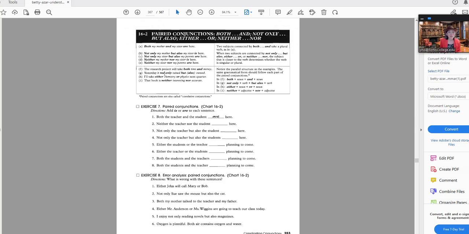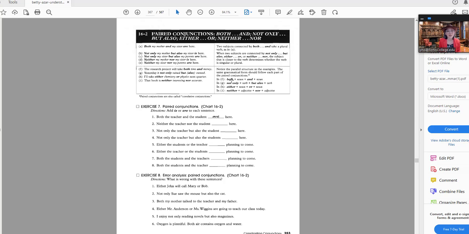So here you have, it not only rained, but also snowed. And so here you have not only verb, but also verb. So here you have all of the formulas. It not only rained, but it also snowed. So here you have not only, verb plus verb. Then when you have both and, you have both Robert and John went to the party. So both takes noun and noun.